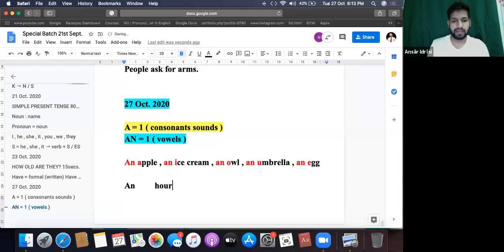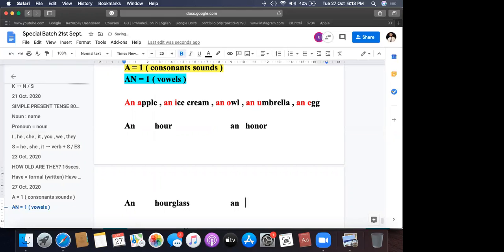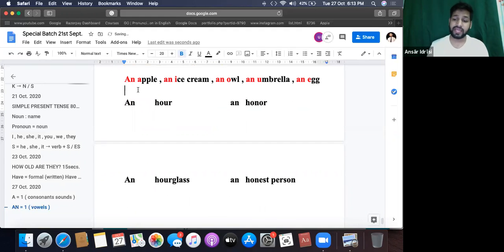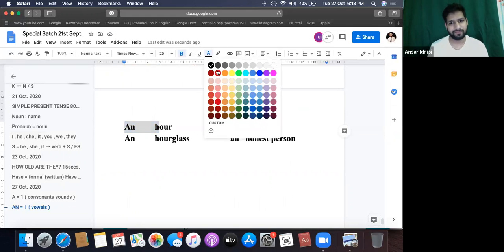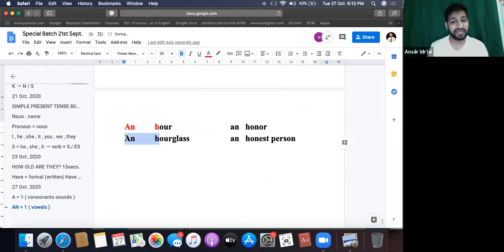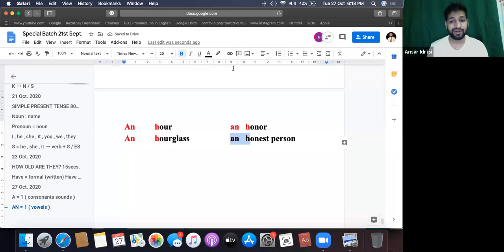an hour, an honor, an hourglass, an honest person, etc. Here the rule says we can use an before consonants, but only those consonants which are absolutely silent. For example, an hour, an honest person, an hourglass, an honor.